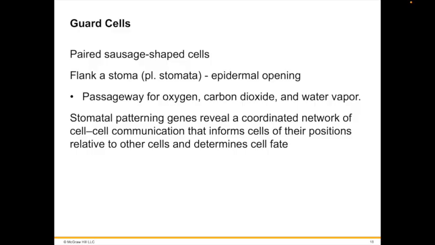Guard cells are paired, sausage-shaped cells, and I would even say they may resemble two lips. So they are flanking a stoma, and to be plural, I'll refer to those as being stomata. A mouth-shaped epidermal opening. Guard cells, unlike other epidermal cells, contain chloroplasts. That's a key to learning there.